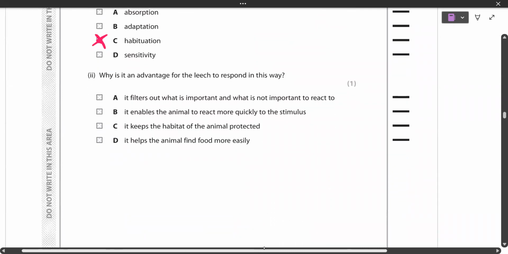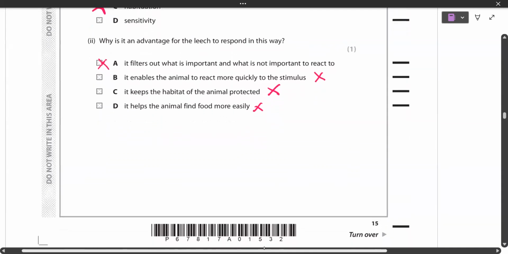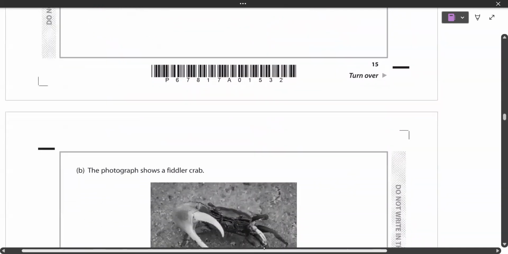Why is it an advantage for the leech to respond in this way? Is it B? No. It's not C, right? No, it's not C. A. It filters out what's important and what's not important to react to.